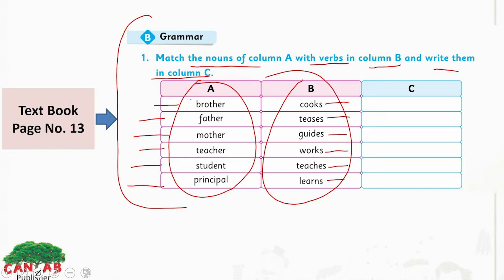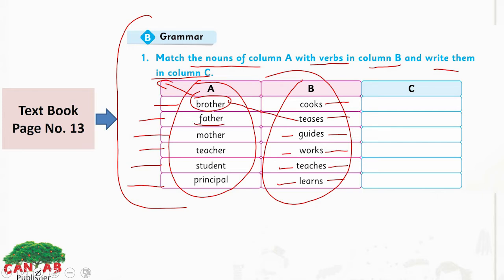The first one here, brother. What does a brother do? He cooks? No. He teases. He guides, he works, he teaches, learns. Mostly brother teases their sisters. Yes. Or their siblings, their other brothers. So this one will match with the teases. Brother usually teases their siblings. The relation of a brother.